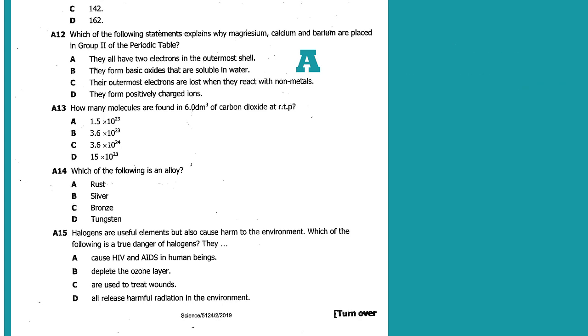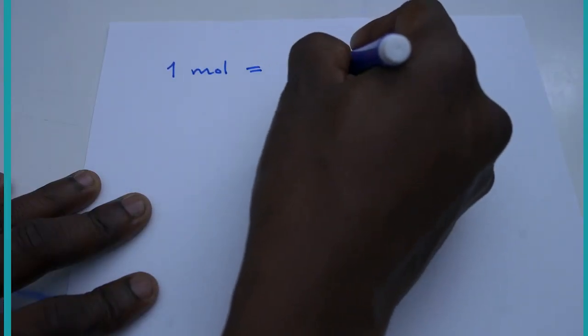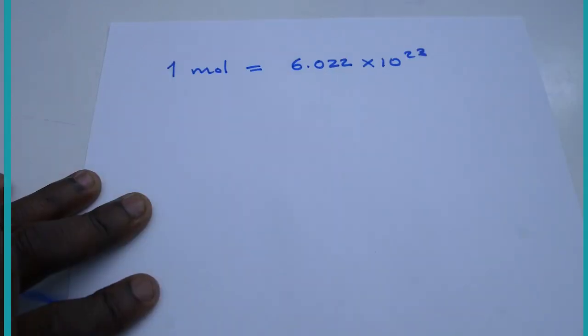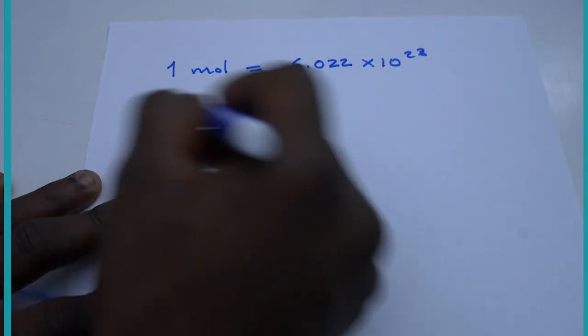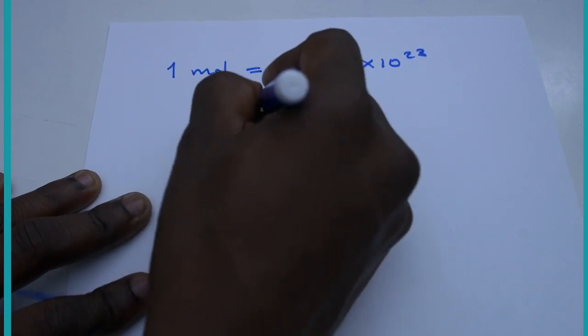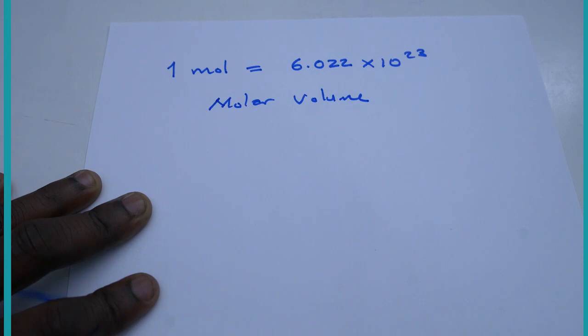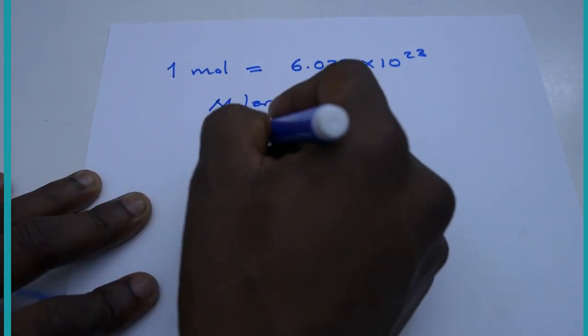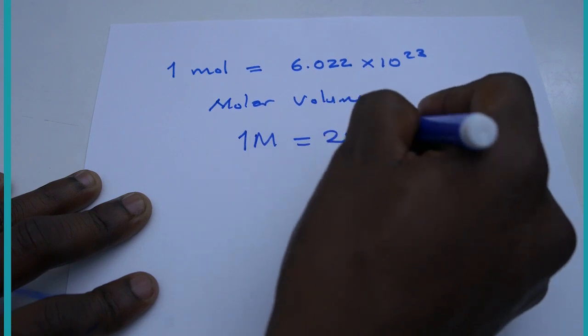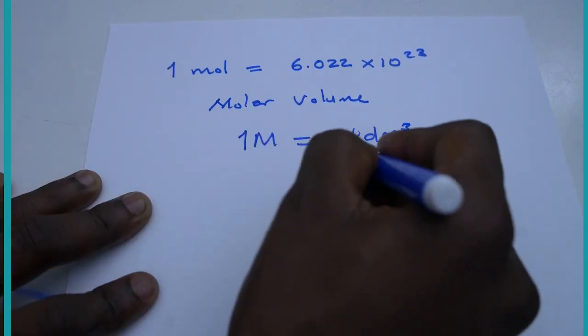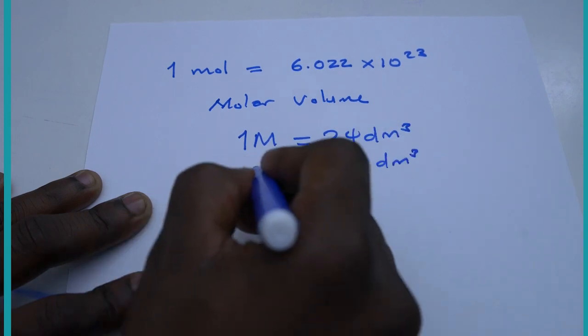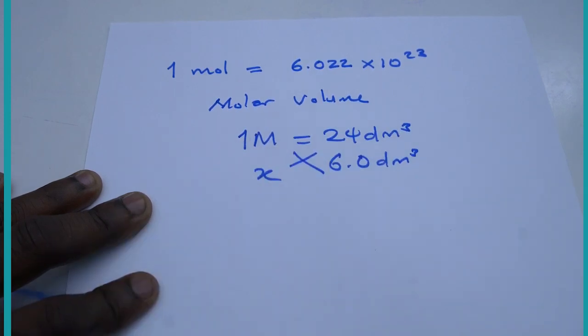13. How many molecules are found in 6.0 cubic decimeters of carbon dioxide at room temperature and pressure? So for this one, you need to remember Avogadro's number, which states that 1 mole of any substance contains 6.022 times 10 to the power 23 particles. So since we're talking about molecules, we'll say 1 mole of carbon dioxide at room temperature and pressure will contain 6.022 times 10 to the power 23 particles. But in this case, we've been given the volume, we've not been given the number of moles. So we need to convert the volume to the number of moles.